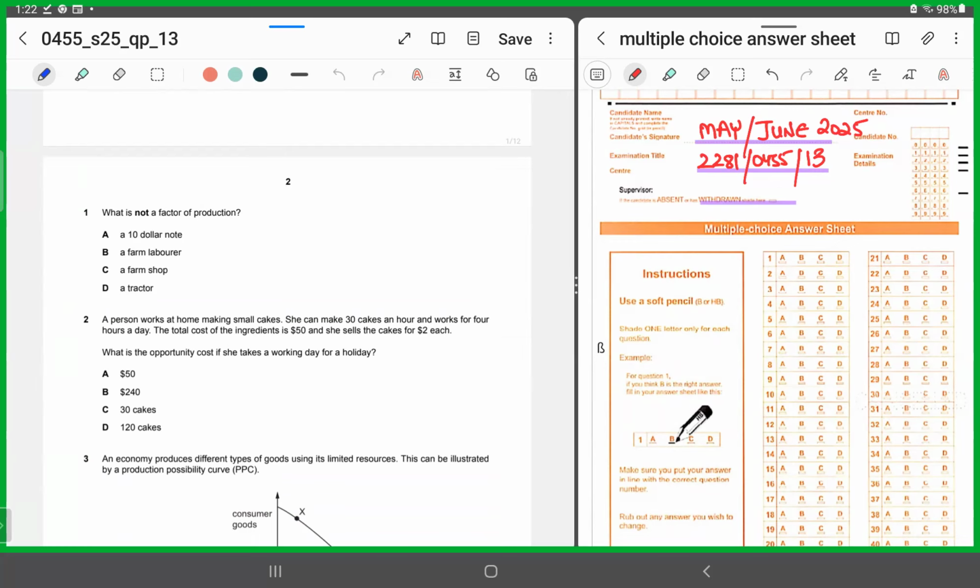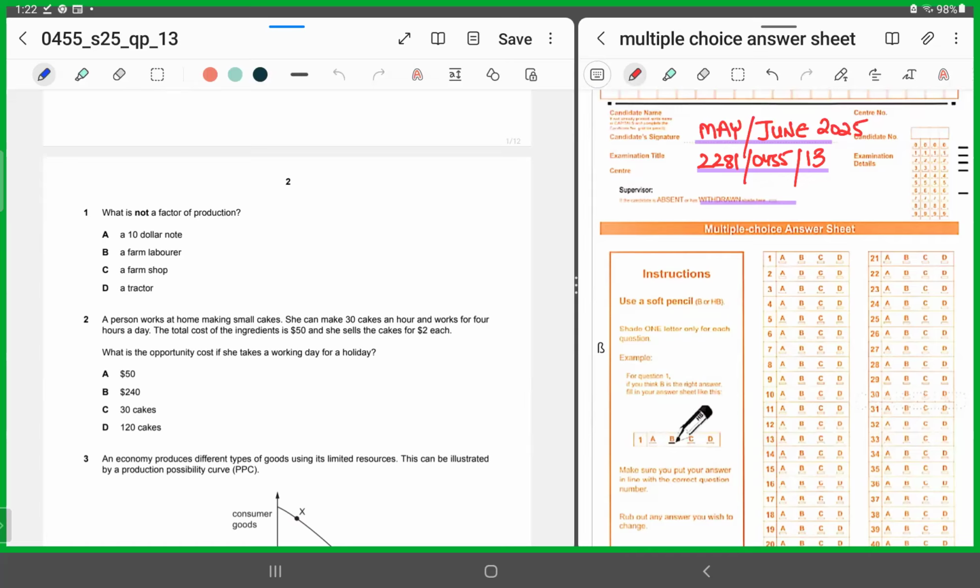That means it refers to labor. Farm shop and option number D, a tractor, both are capital, hence they are factors of production. So B, C, and D are chopped off logically. So we are left with option A. A says a $10 note. Now, if you look at the elimination rule, A is the answer.